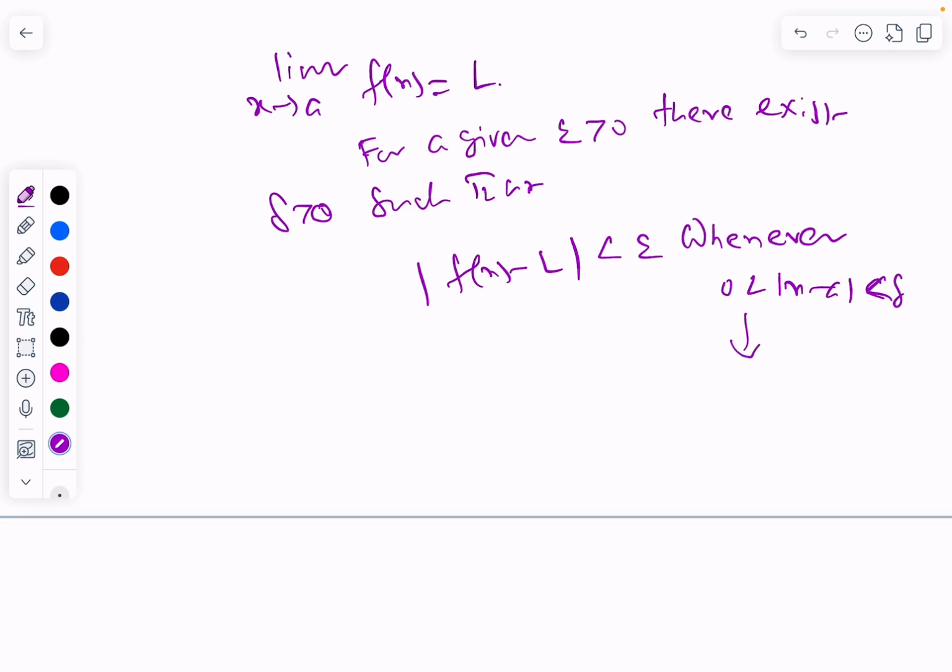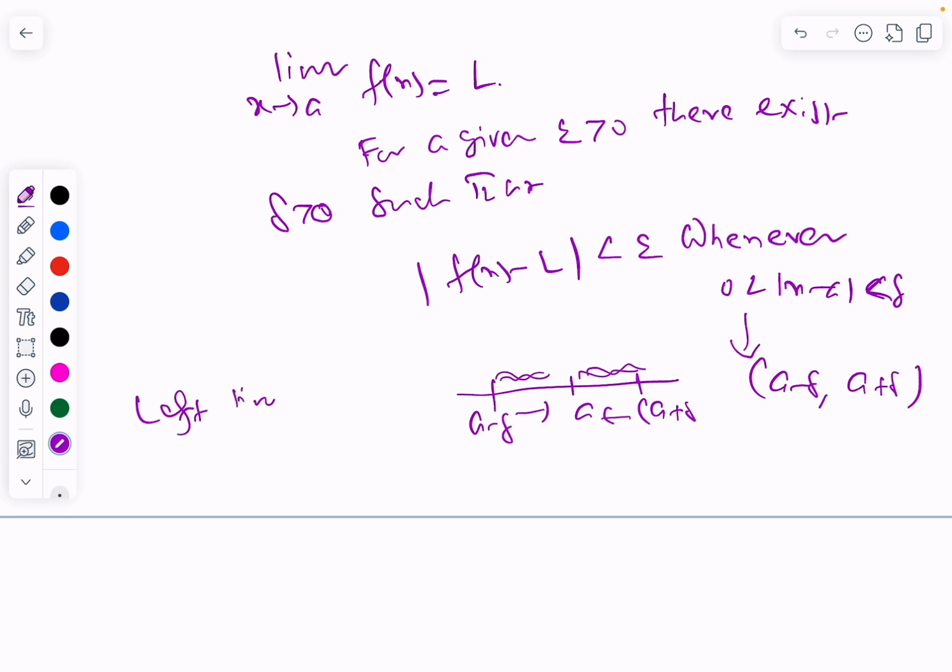So basically, in a function of one variable, you have a here, and modulus x minus a less than delta means your x lies in the interval (a minus delta, a plus delta). So you may say that x tends to a from this side or this side, that it is a left limit or a right limit. And if both limits exist and are equal, then you say that the limit exists.